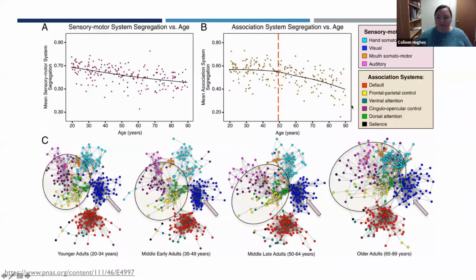This is across the lifespan. So when we start looking at middle adults, middle early and middle late is what they're called here, you see that progression of greater integration among older adults and the trajectory at which that takes across different types of networks. So this is what I'm talking about when I say that older adults are losing that network structure. And this is all resting state data.